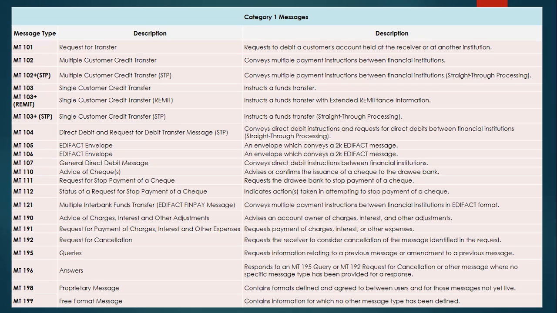We have MT110, which is advice of cheque. It advises or confirms the issuance of a cheque to the drawee bank. We have MT111, request for stop payment of cheque. If a cheque payment has already been released to a customer, and the customer wants to stop that particular payment of the cheque, they can request by sending out this MT111 message.